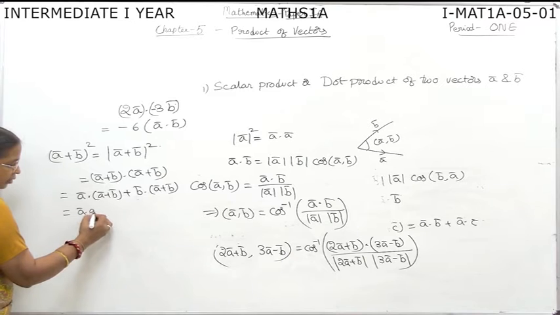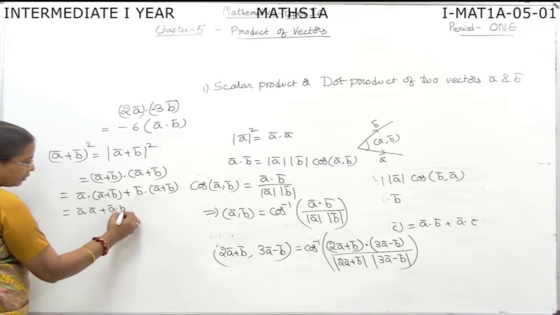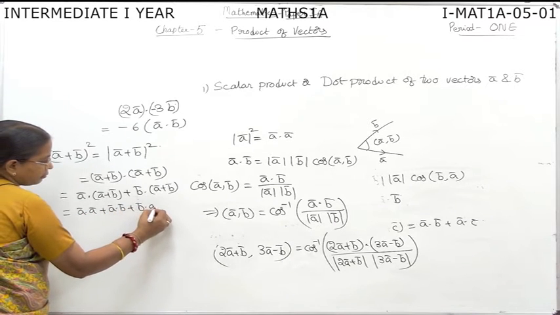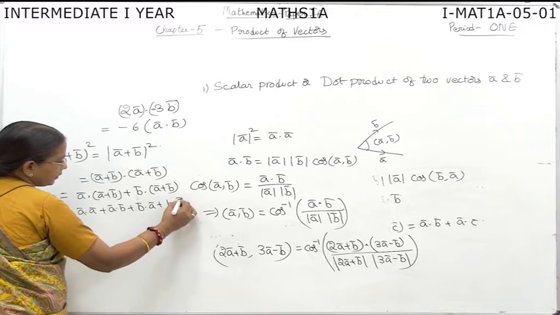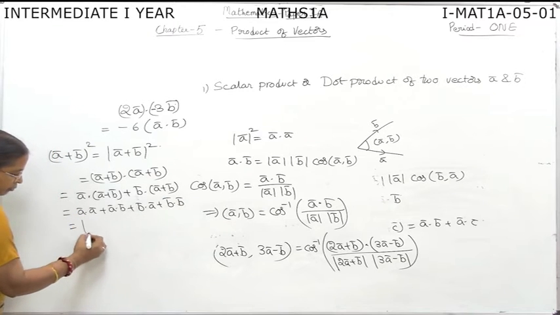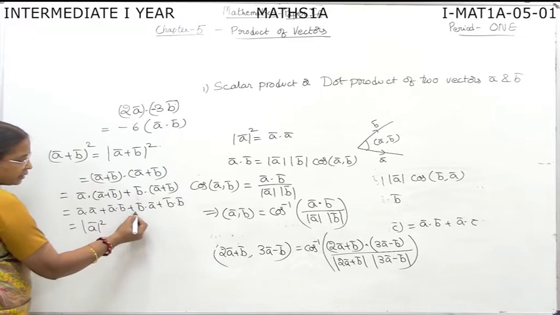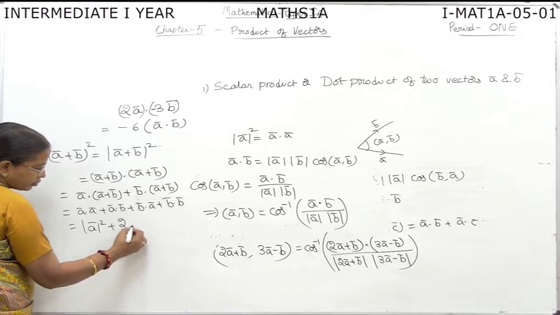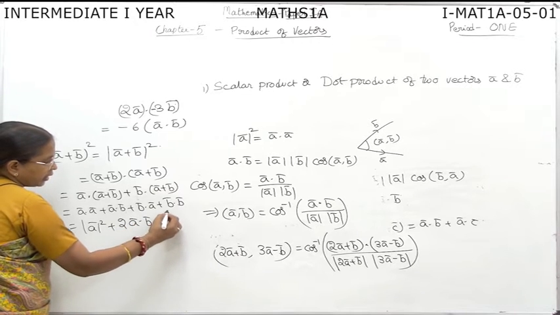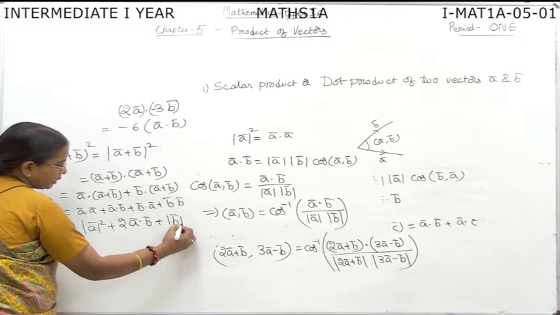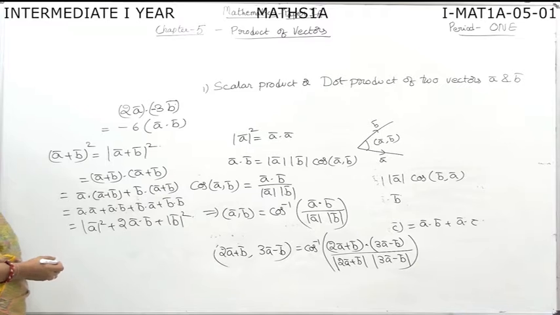So it is A dot A plus A dot B plus B dot A plus B dot B. A dot A is nothing but mod A square. A dot B is the same as B dot A. So this becomes 2 times A dot B. And then B dot B is mod B square. So like this we'll expand.